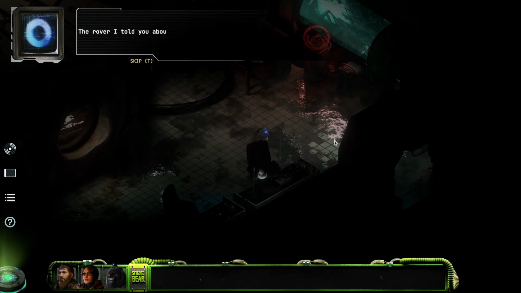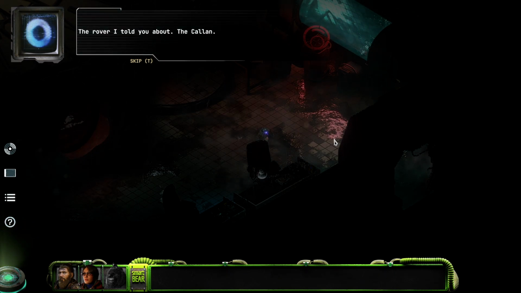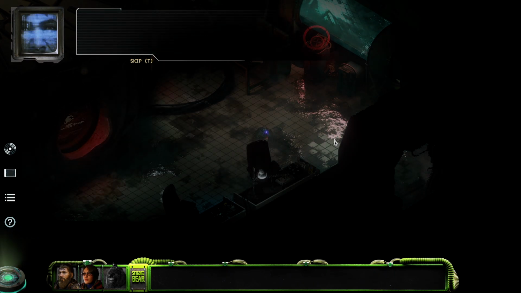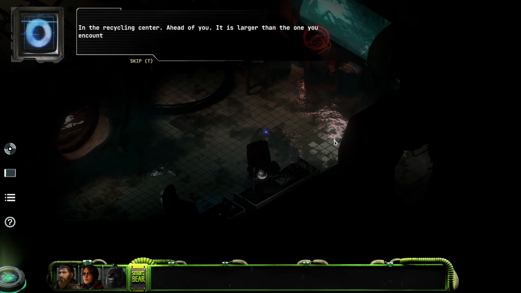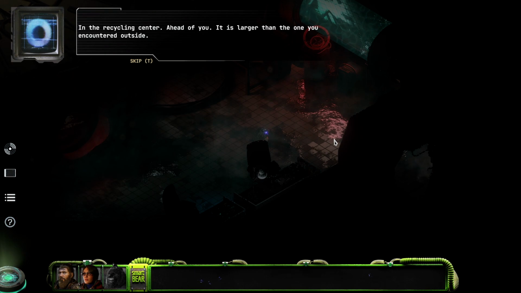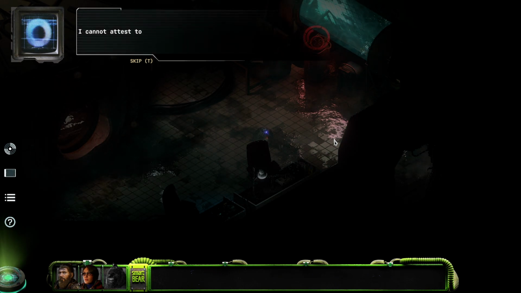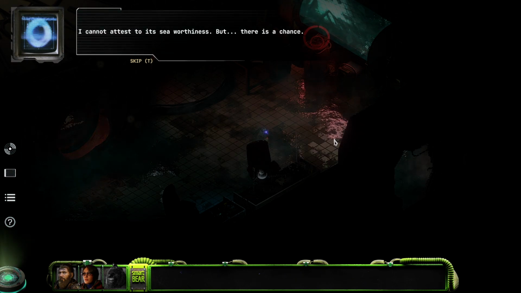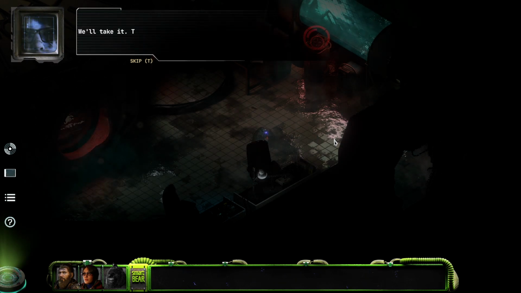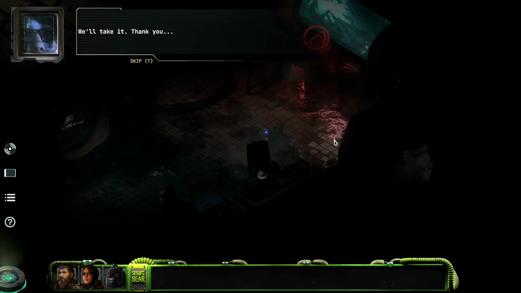The rover I told you about. The Kalan. Where is it? In the recycling center ahead of you. It is larger than the one you encountered outside. I cannot attest to its seaworthiness, but there is a chance. We'll take it. Thank you.